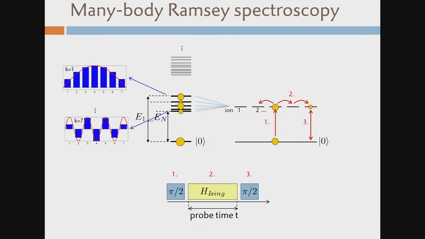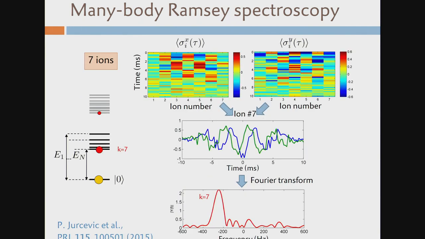So the question is, okay, now how can I characterize these quasi-particles, these spin waves in my system? One way to do it is precisely this. I excite one ion, let it interact so that all the modes get excited. Now bring it back to the ground state and detect at the end the excitation of all the ions and measure that as a function of time. So then I have here, for the seven ions in my chain, as a function of time, the population, so the excitation, or the expectation value of the spin along the z direction or the x direction. And this forms some time trace.